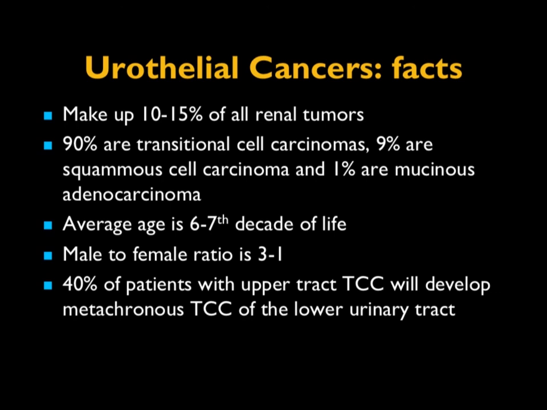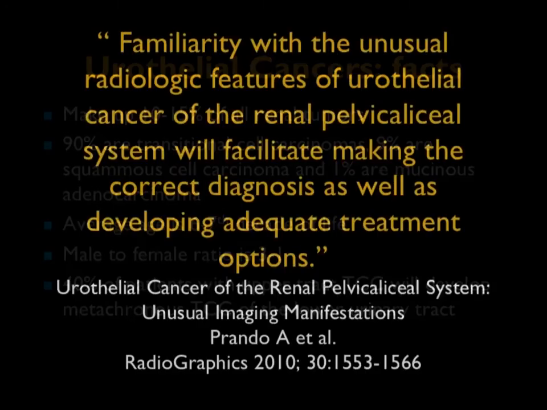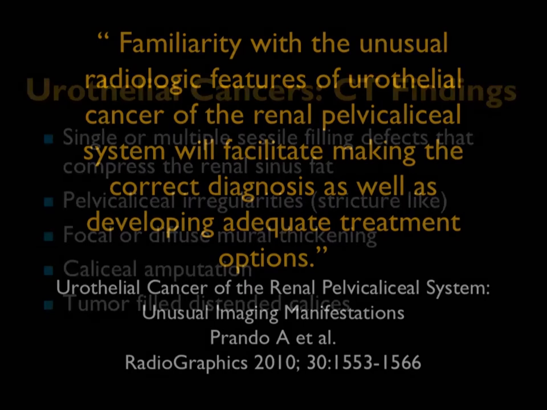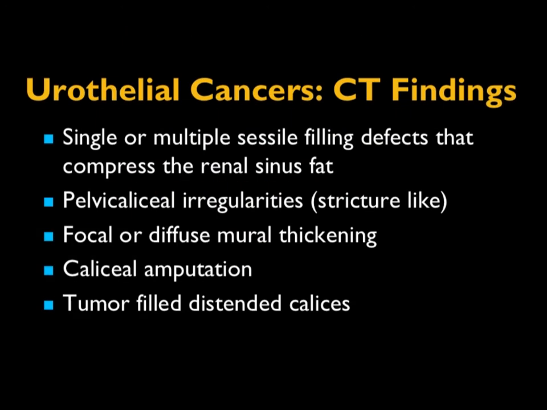They're a smaller percent of tumors, but in my experience I see them more frequently in older patients, the same age group essentially as renal cell carcinomas, male to female 3 to 1. And they're important for a number of reasons. They're easy to miss, particularly when small, and they typically are metachronous. When you look at this article by Prando, there's a range of findings from sessile polyps to calyceal irregularities to amputation to tumor-filled distended calyces. The more subtle lesions can be missed.